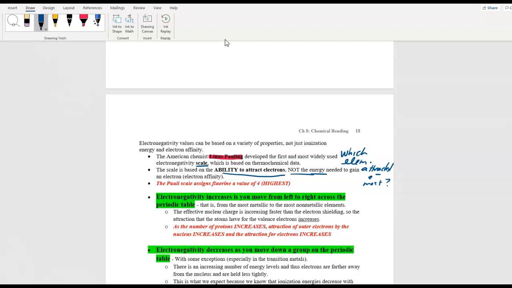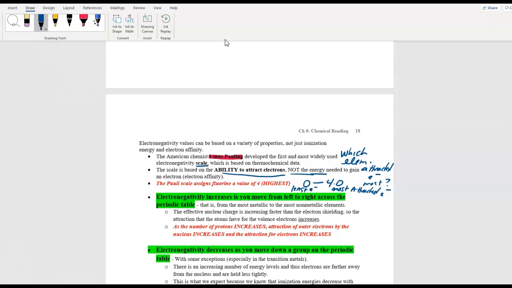So Pauling devised a system on the scale of 0 to 4. So 0 to 4.0. Kind of sounds like GPA, okay? 4.0 is an element that is the most attracted to electrons. The lower the number means that they are the least attracted to electrons.